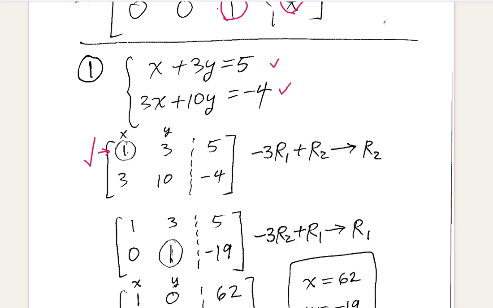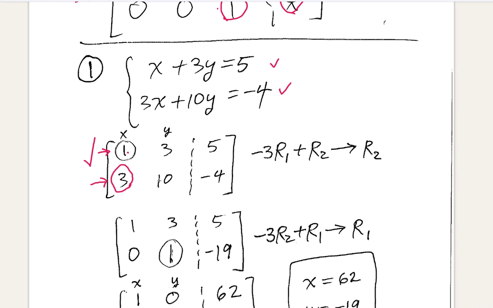What don't I like about this column now? What I don't like about this column is that 3 there. Why? Well, I've got a leading entry being 1 here. What do I want in the rest of that column? I want zeros in the rest of that column. So somehow, using legal row operations, I want to change that into a 0.